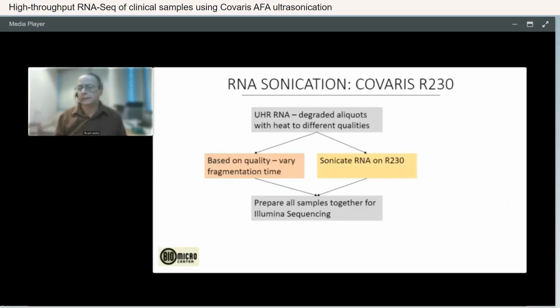So we then did a pilot study. We took universal human reference RNA, and we degraded it with heat, different amounts. So we started with highly intact and brought it across a pretty broad range of quality. And then we either did the classic, which is you look at the protocol, you say how much time I should do with the magnesium. So we did that by hand, or we took all the samples and fragmented them on the R230. We then pooled all the samples back together and processed each one separately for Illumina sequencing.